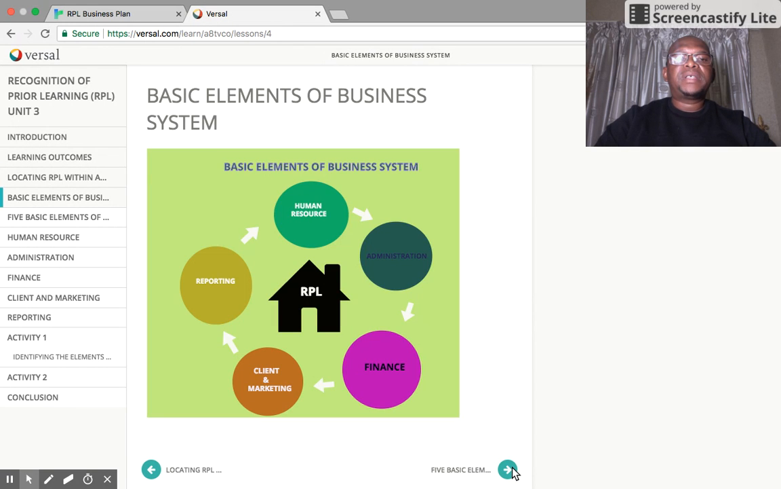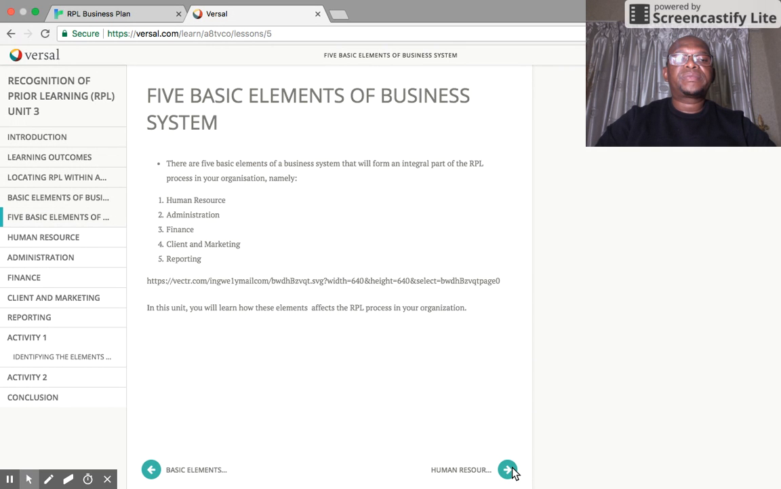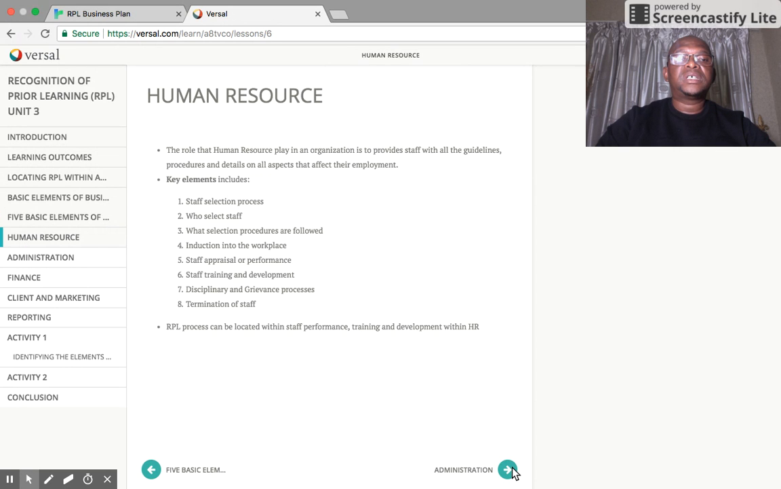There are five basic elements of business system, namely the human resource, administration, finance, client and marketing, and reporting. It is in this unit where you will learn how these elements affect the RPL process in your organization. The human resource has a role to play in an organization, for it provides staff with all guidelines, procedures, and details on all aspects that affect their employment.